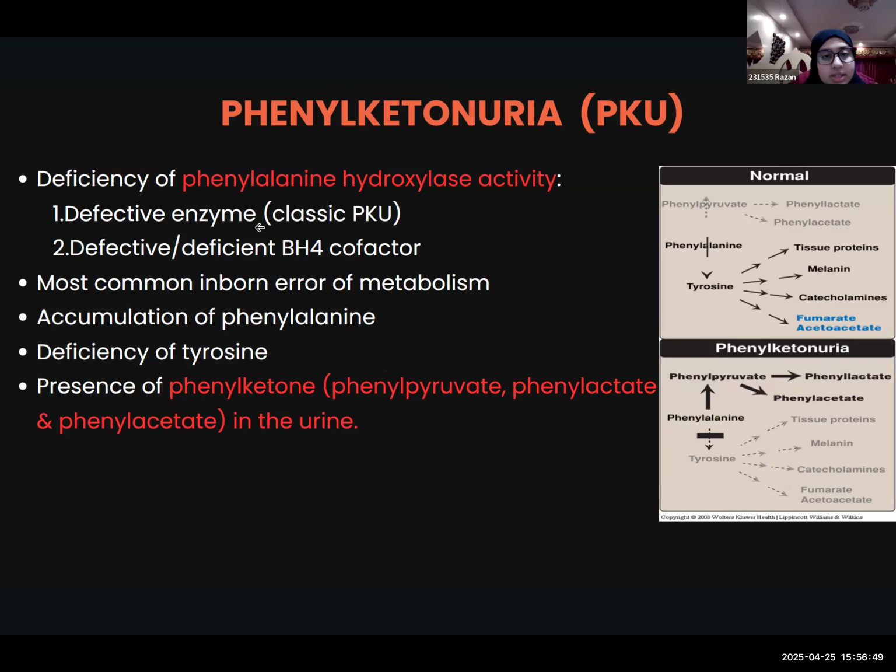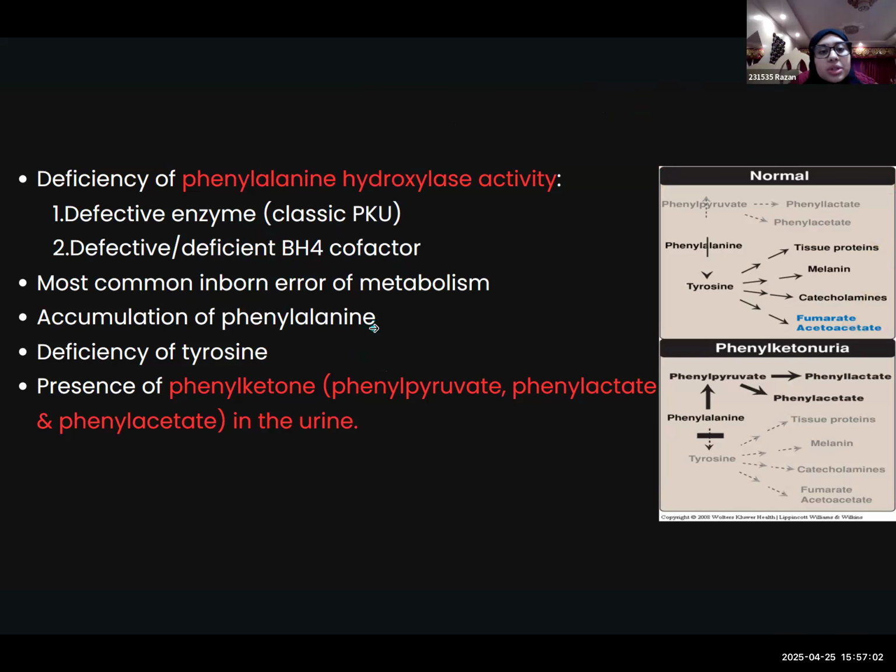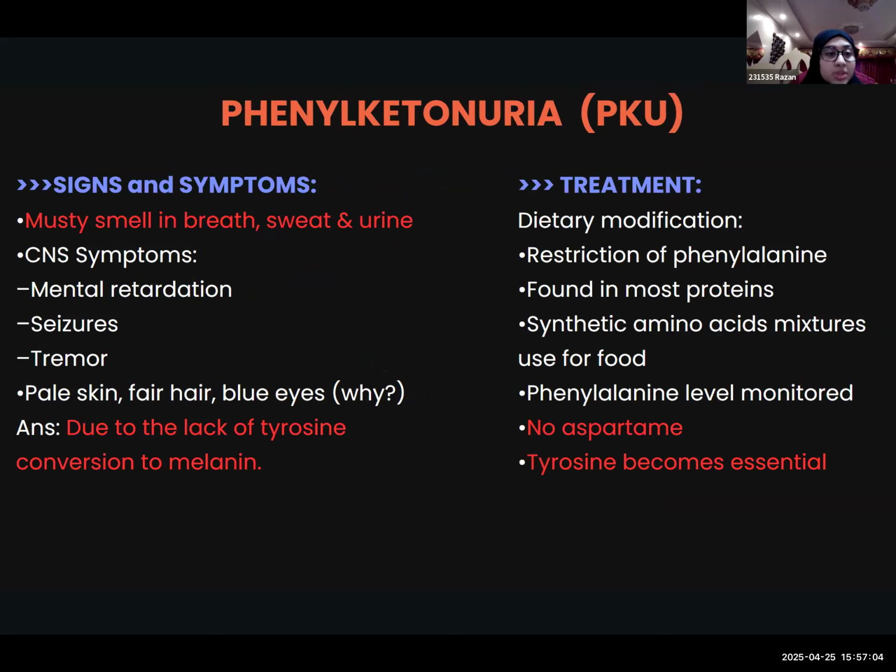We have two types of deficiencies: the classical one, where the enzyme is deficient, and the other one, which is rare, the deficiency of BH4, which is the cofactor for activating this enzyme. So what are the signs and symptoms that this patient could present with?